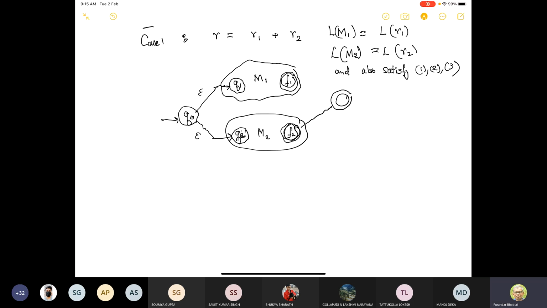I'm not going to draw another figure. Add these epsilon transitions. And these will become non-final. So I'm not drawing it again. It's clear what we should do. So, of course, one needs to prove that this epsilon NFA will accept LR1 union LR2, but that's easy. I mean, we'll not do such easy proofs in this course. So is this clear?